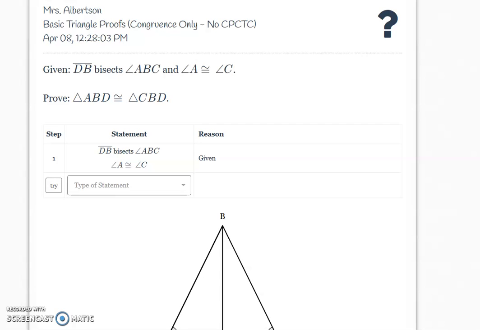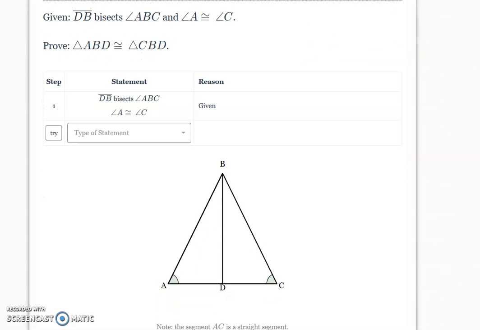This is part 2. I'm going to again show some examples on DeltaMath of basic proofs of triangles. So here's our next one. On this information, we are given the following: that DB, which is a segment, so this side, DB, bisects this angle. So if we look at the picture, this side right here cuts that angle into two equal angles. Okay, that's what bisects means.